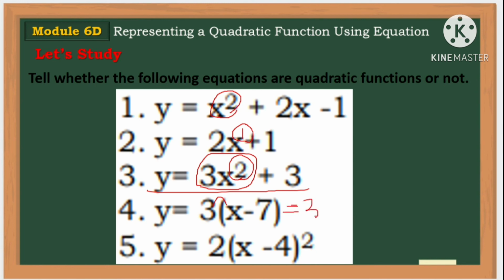So, is equal to 3x. Then, 3 times negative 7, negative 21. So, notice, wala tayong exponent na 2. Okay? Next, sa number 5. Okay, yes. Very good. Quadratic function. Kasi ito, square of a binomial, x minus 4. So, x minus 4 times x minus 4. So, dun pa lang sa x times x, magkakaroon na tayo ng x squared. Very good. So, ang quadratic function natin, so number 1, number 3, and number 5.